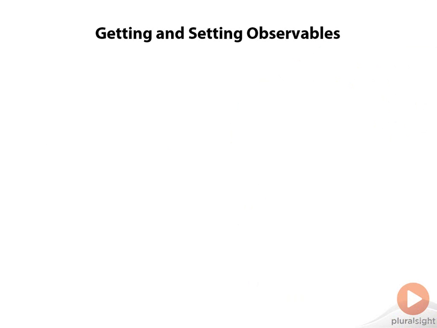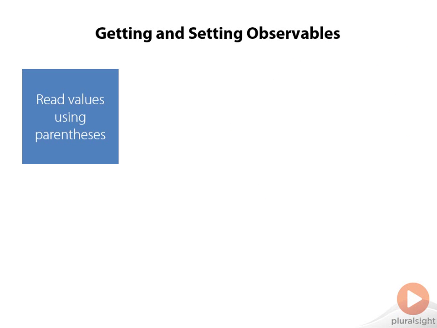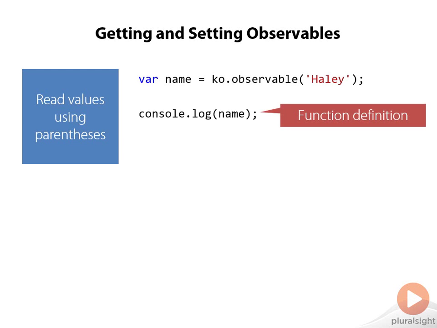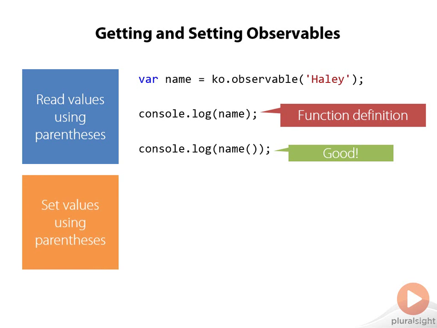And whether we're setting or we're getting our observables, we need to make sure that we use these parentheses. For example, we have an observable name, which has got a value of Haley. And when we read this, we can say console.log(name), and now we're actually going to see a function definition because name is missing the parentheses. So instead, what we'd have to do is say console.log(name()) with the parens, and that'll give us the value of Haley. It is really easy to leave off those parentheses, and you got to make sure that you do this for setting values too.